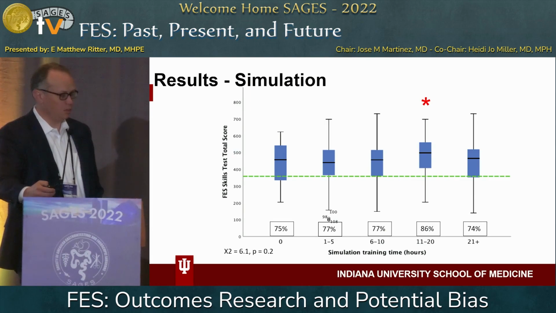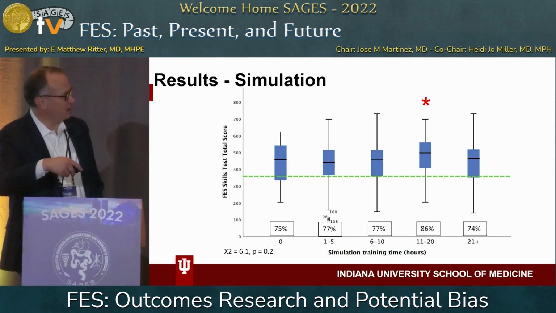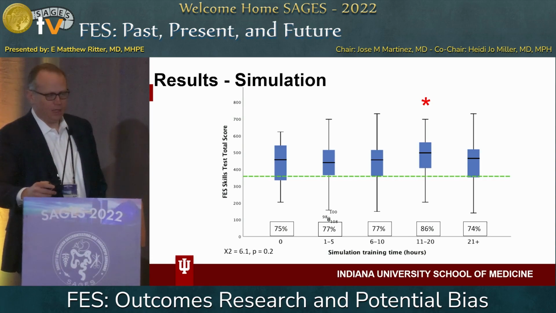We kind of already saw this. This is the relationship between simulation training time. You can see that kind of variable baseline. These are mean scores here, right? It kind of goes up, down, with no consistent relationship. You have this little spike at 11 to 20 hours. Not really sure what that means.